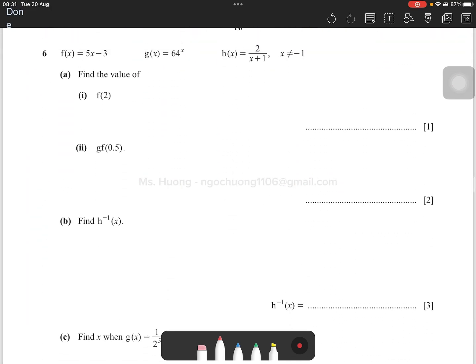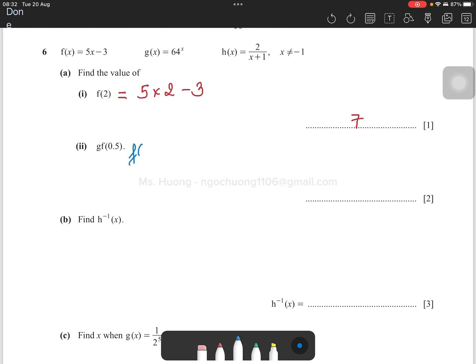Question 6. f of x equals 5x minus 3. So in the first question, we need to find f of 2, which means we substitute 2 into x in f of x. 5 times 2 is 10, 10 minus 3 is 7. Second question, find g of f of 0.5.